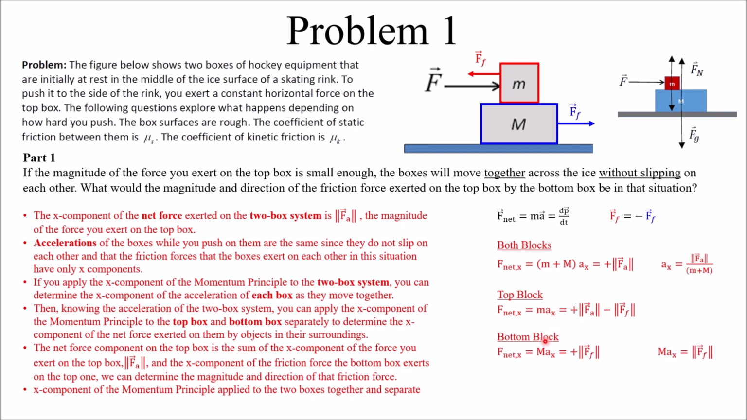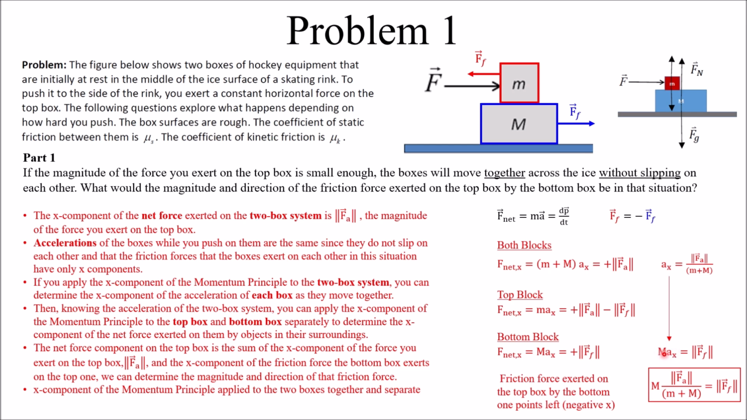But we'll actually look at the bottom box first. And so the bottom box is fairly easy because it's literally only experiencing one force. The only reason why it's moving at all is because of that frictional force from the top box. And so we have this big M, and then this AX is the same as over here. And so we can kind of pick where we want to plug things in. But I think one of the easiest ways to do it is just plug it into the bottom box equation.